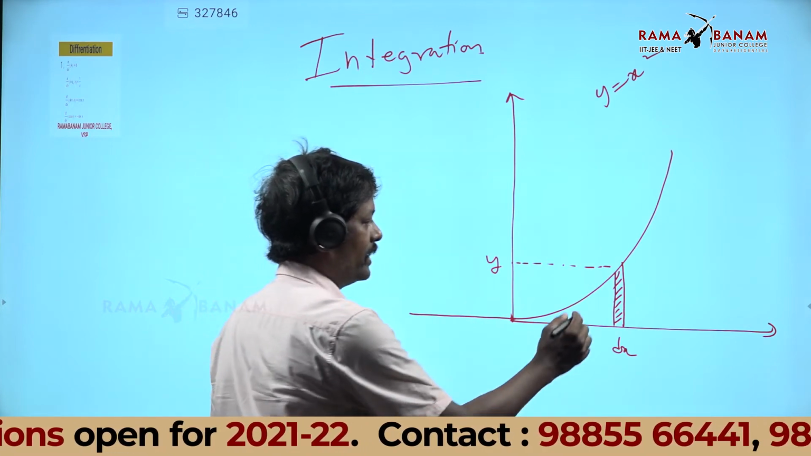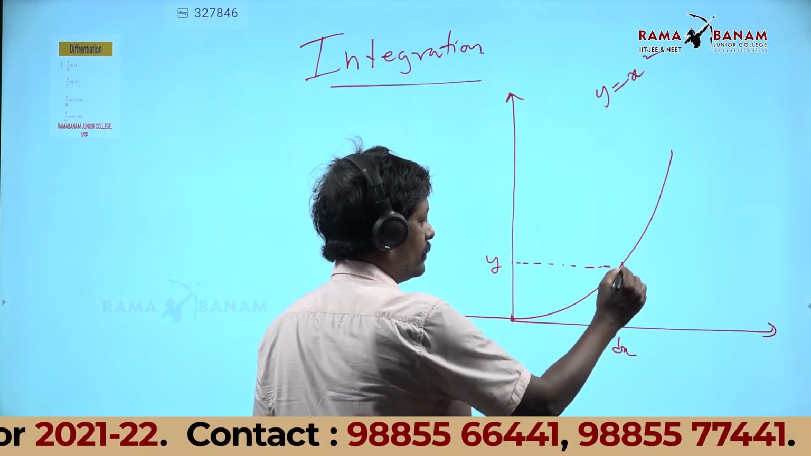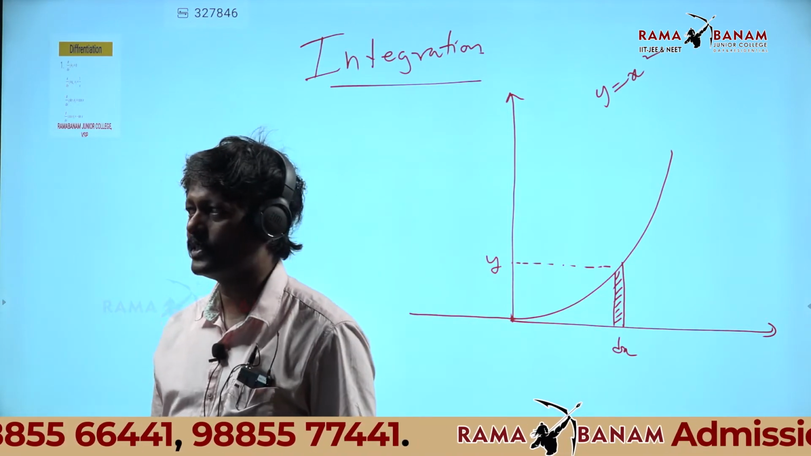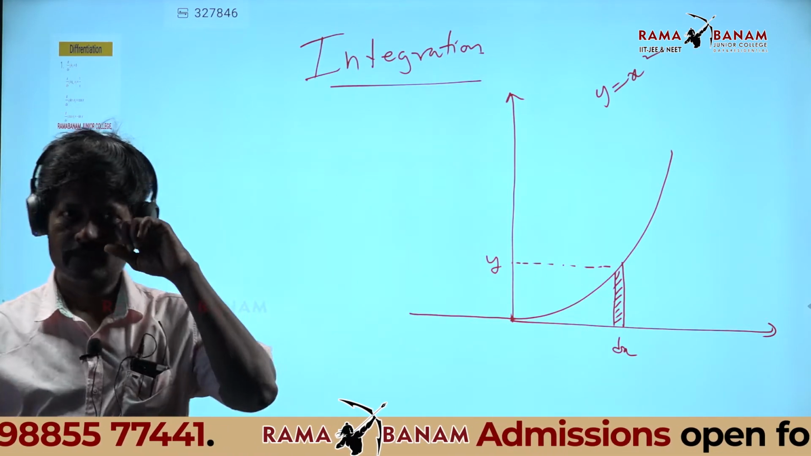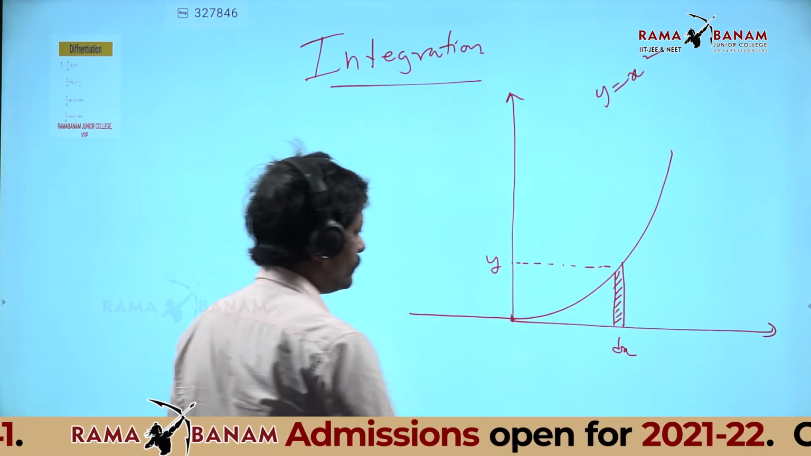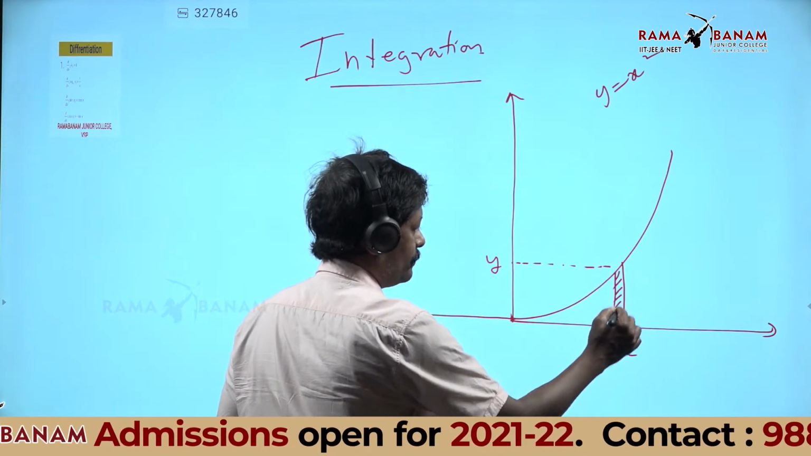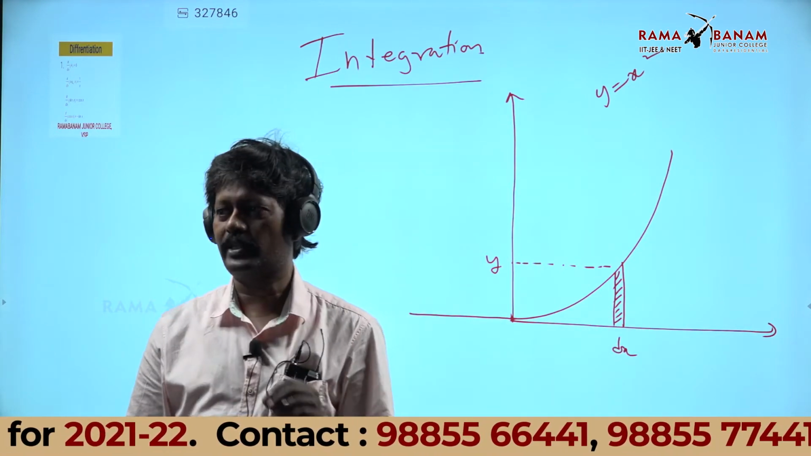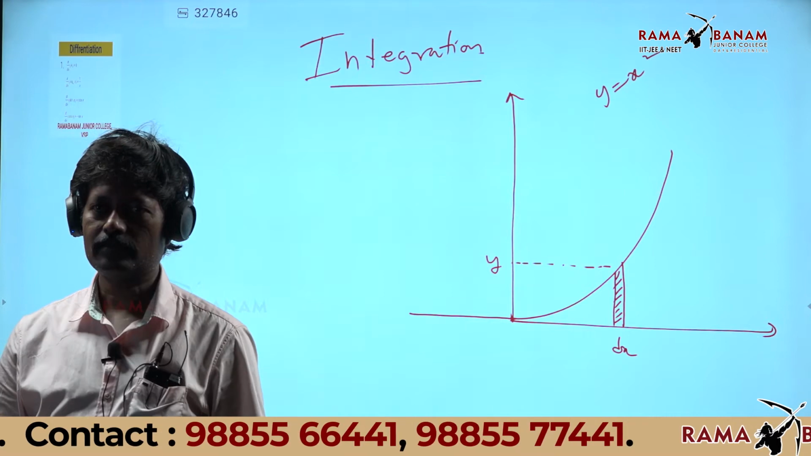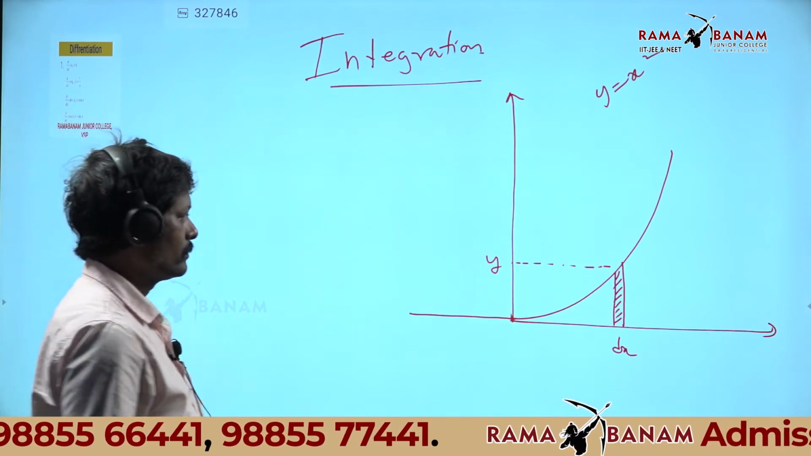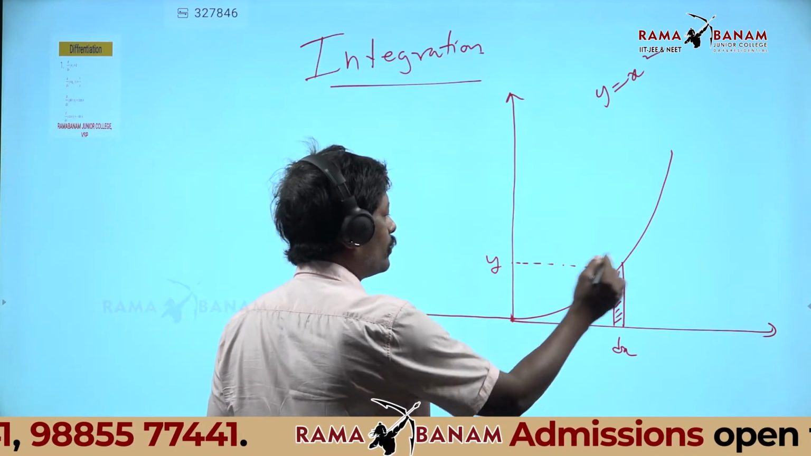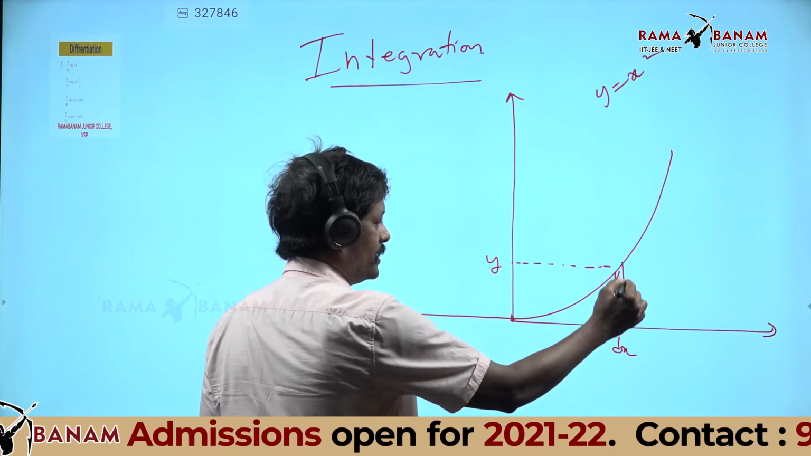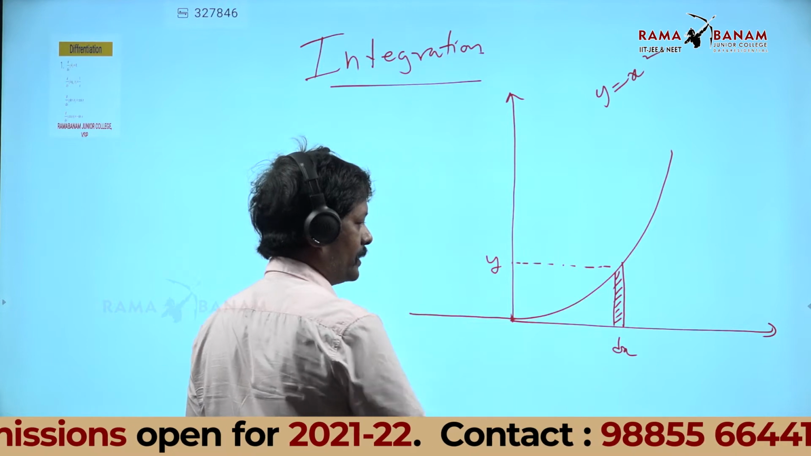Actually you have here y1, here you have y2. Both the lengths are not the same. All of you listen. This length y1, this length y2. y1 and y2 are very close, but they are not the same. So what I have done? Instead of taking y1 or y2, I simply took the average of y1 and y2 as y. y is the length of the rectangle, dx is the breadth.